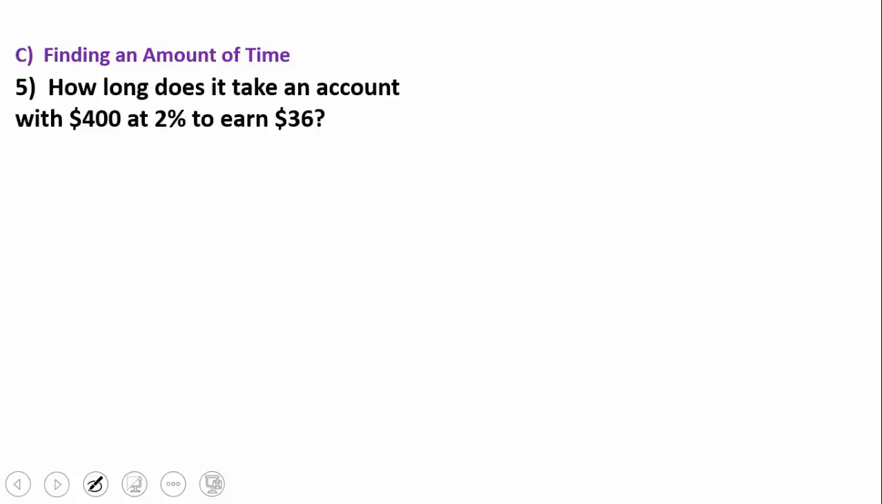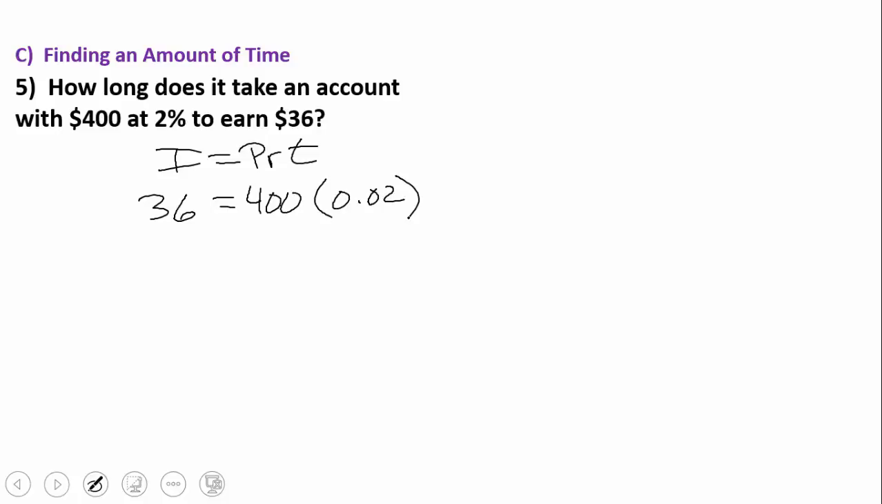So how long does it take an account with 400 at 2% to earn $36? So when we use our I Pert, earning $36 is our interest. The principal, 400 bucks. The rate was 2%. As a decimal, 0.02. And of course, the amount of time, that's what we're looking for.